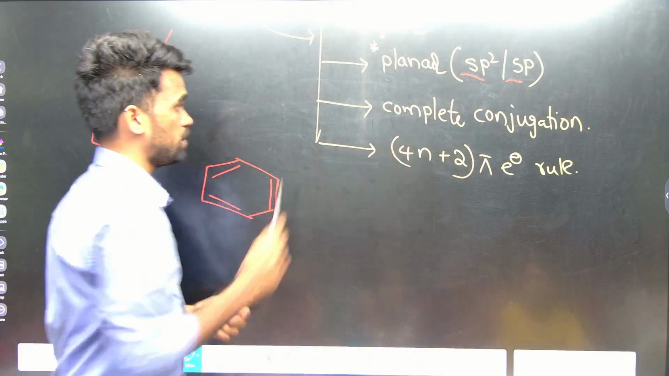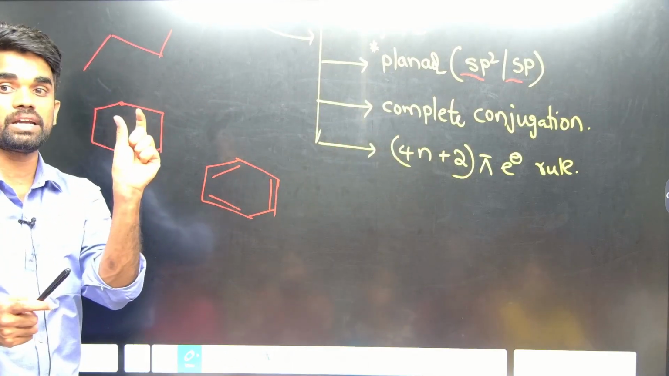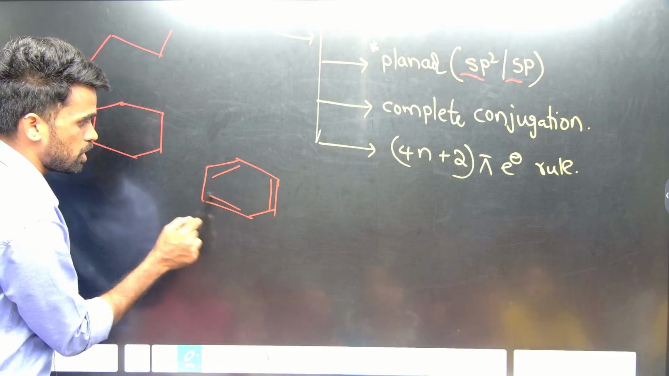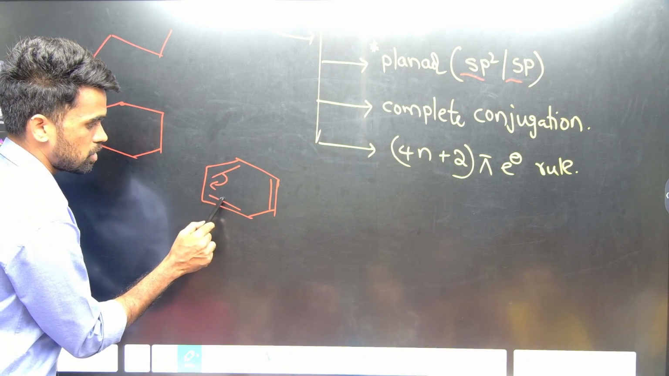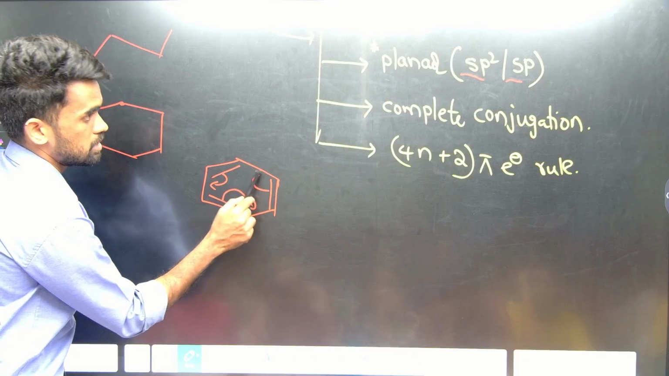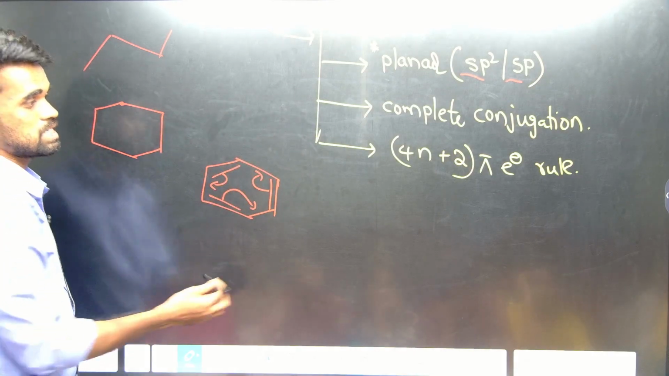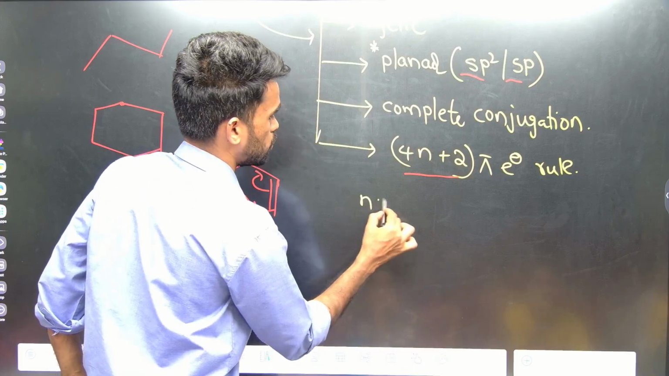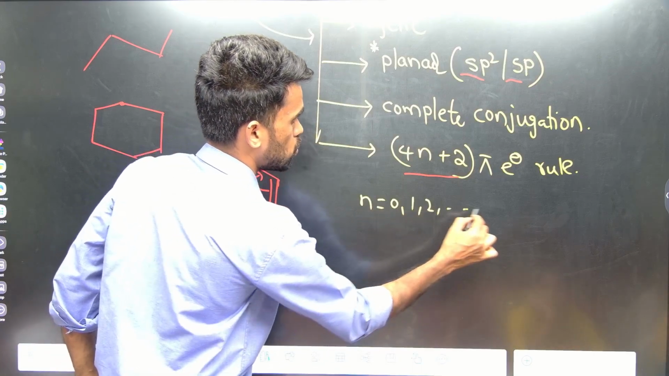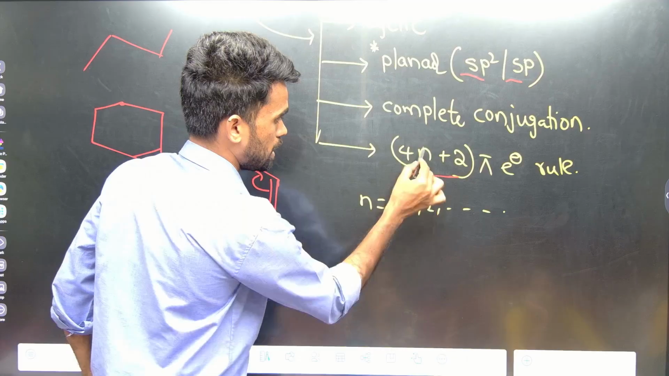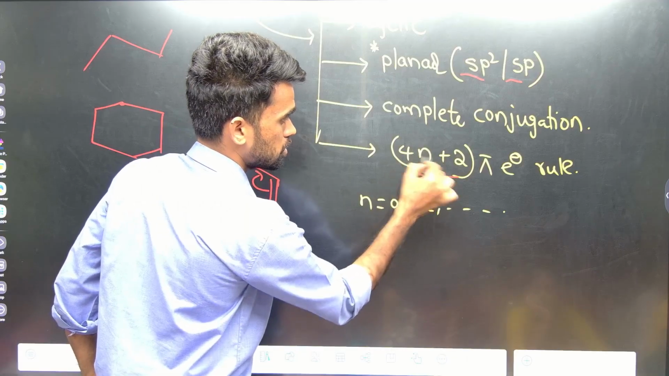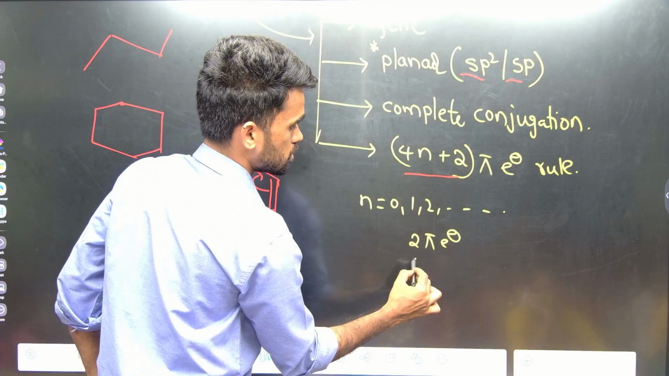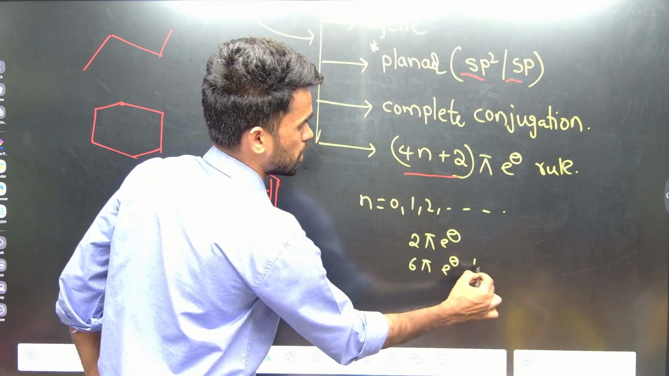Complete conjugation means, yesterday what is that minimum criteria I told for conjugation? They should be in alternate positions. See, pi bond, sigma bond, pi bond. So is conjugation there or not? Again conjugation like this. Yes, complete conjugation is there. Next, what is the next rule I am saying here? For the n value you can put either 0, 1, 2, and so on. For example, n equals 0. What happens? It becomes 2 pi electrons. Put 1, 6 pi electrons. Like that you will get some numbers.